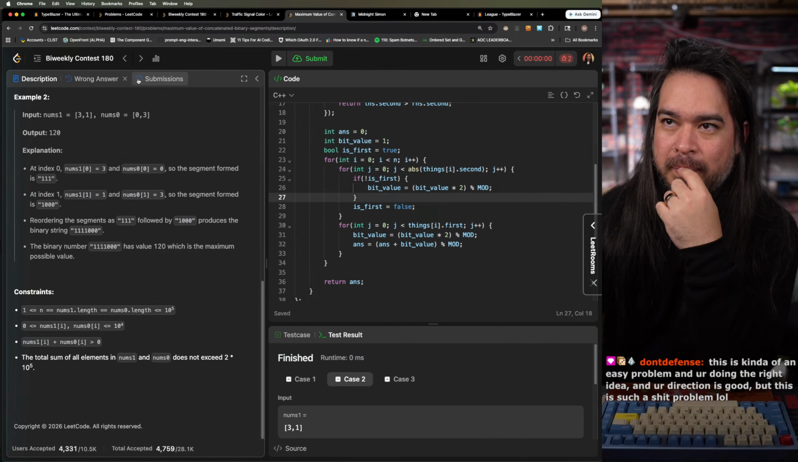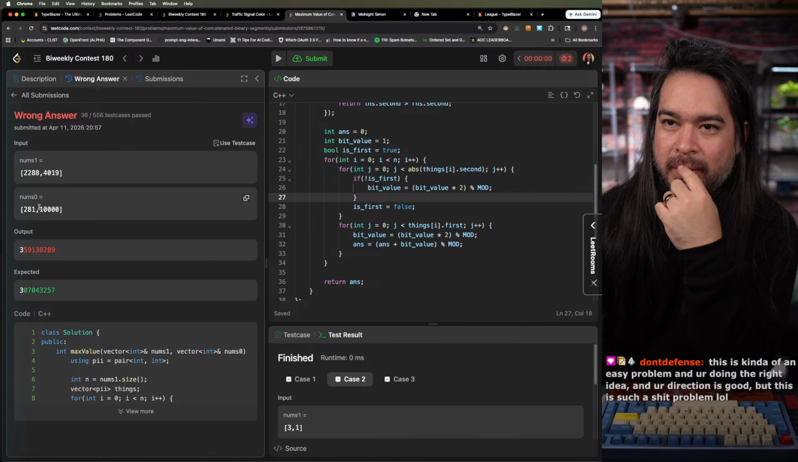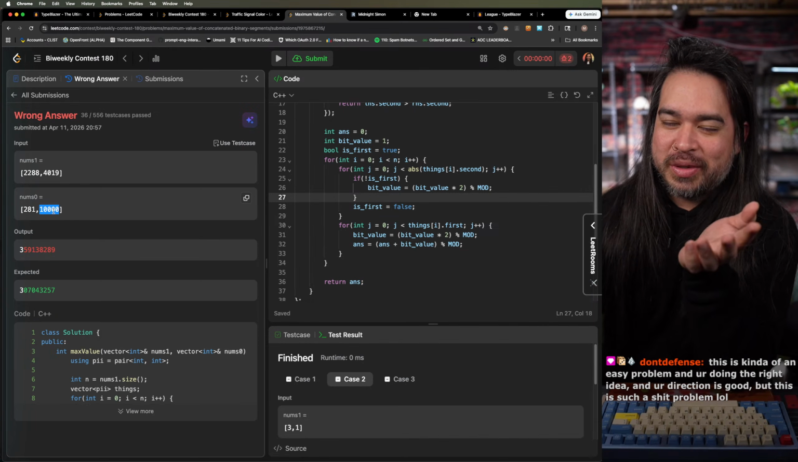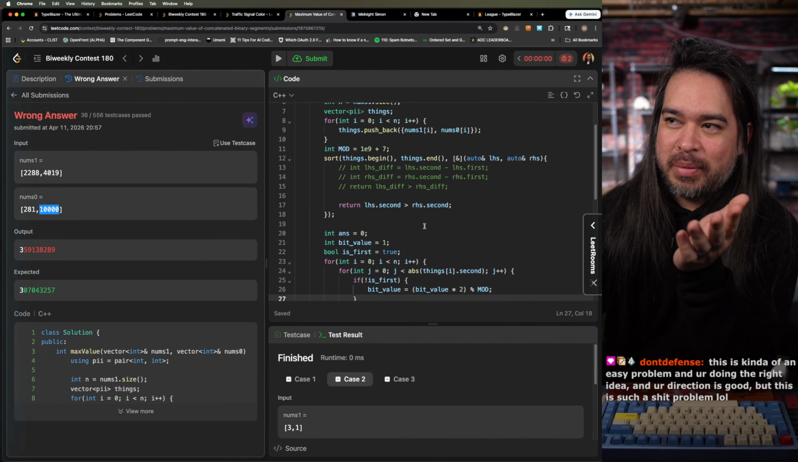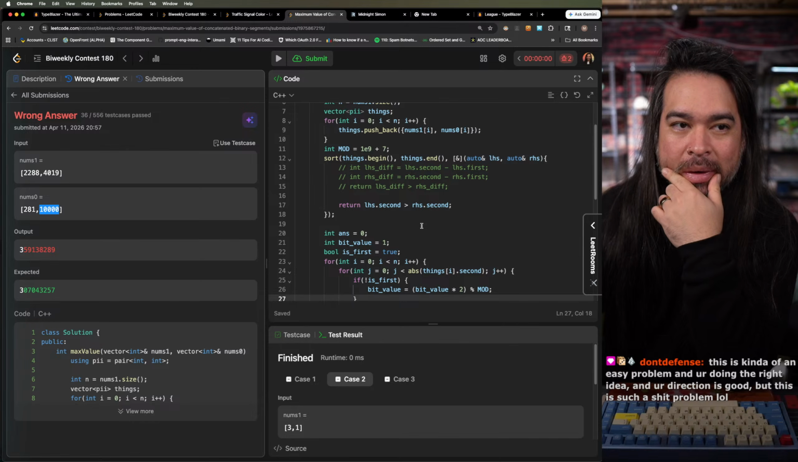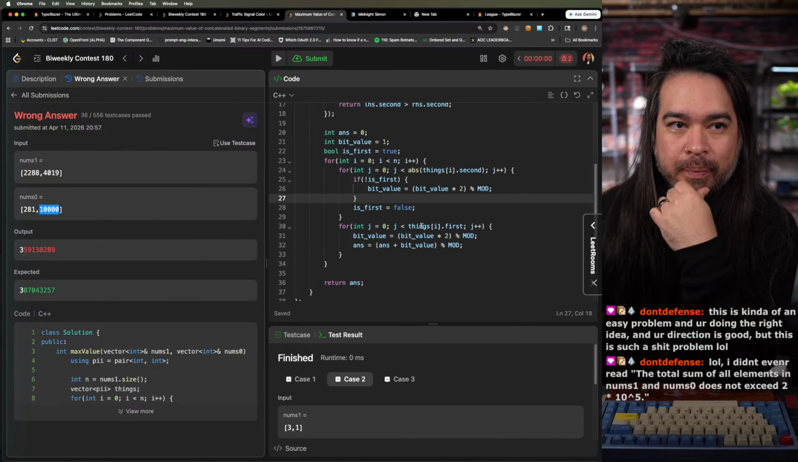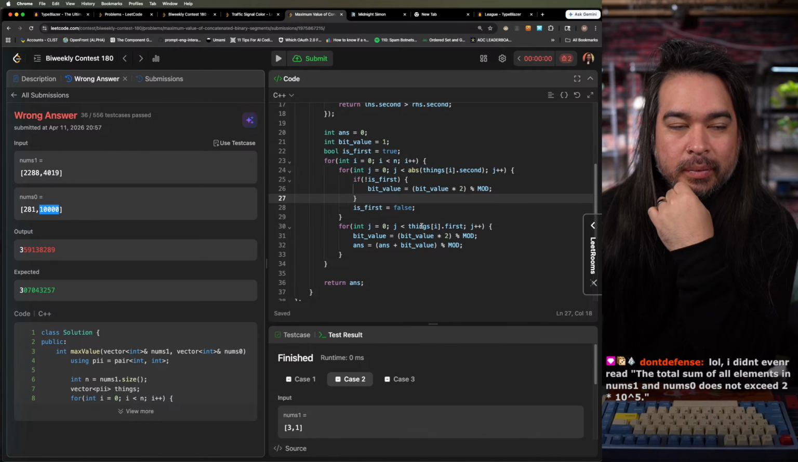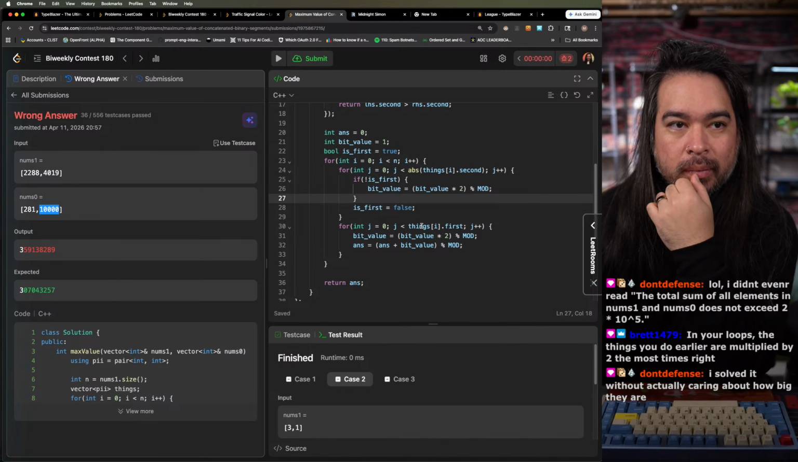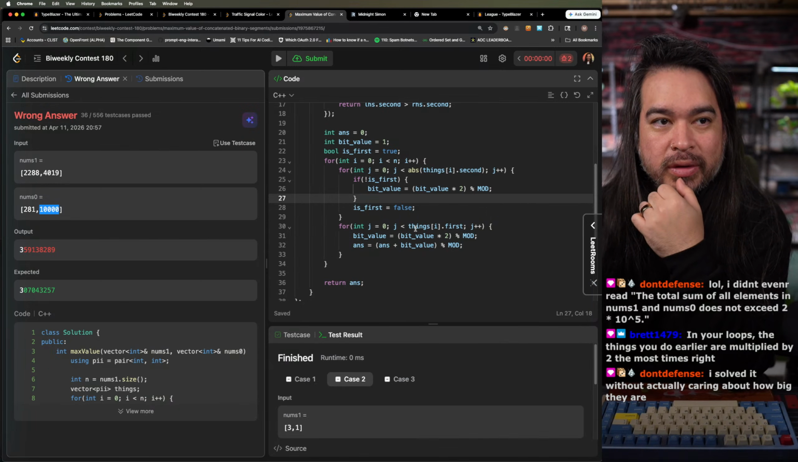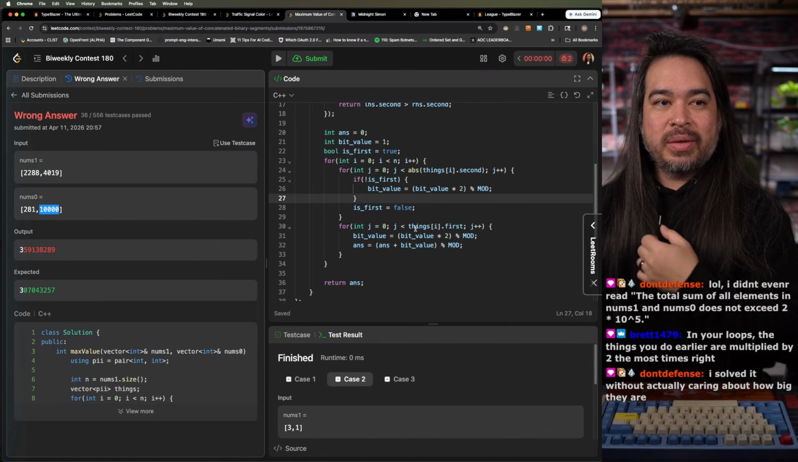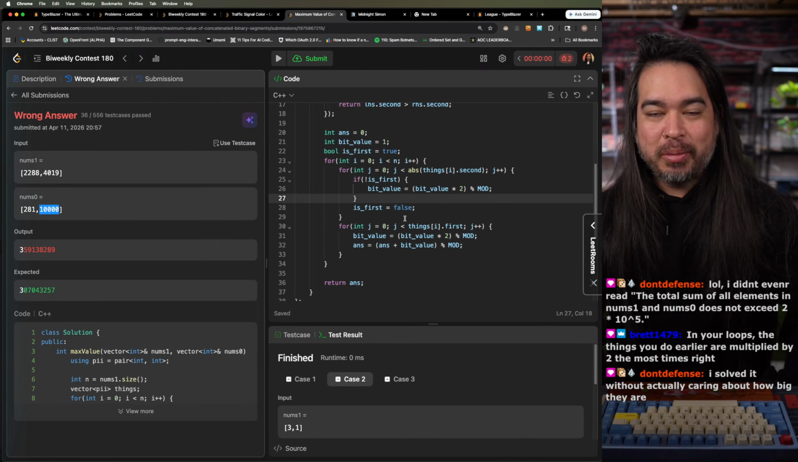But man, there's so many zeros. All right, I'd probably want to try and put the zeros in the beginning as well. So that's what I'm trying to say. Maybe we sort by how many zeros, but maybe not. I didn't even read that the total sum of all elements does not exceed 200k. I saw it without actually caring about how big they are.